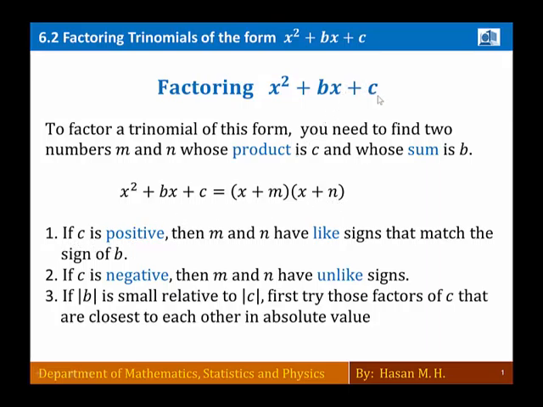1. If c is positive, then m and n have like signs that match the sign of b. 2. If c is negative, then m and n have unlike signs. 3. If the absolute value of b is small relative to the absolute value of c, first try those factors of c that are closest to each other in absolute value.